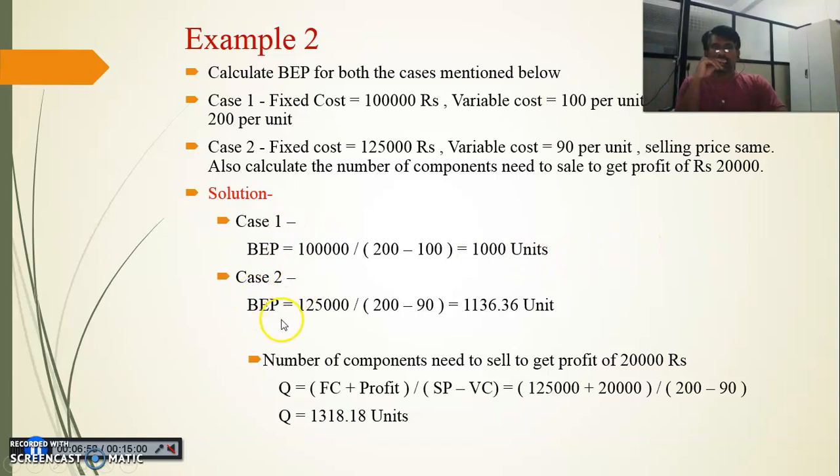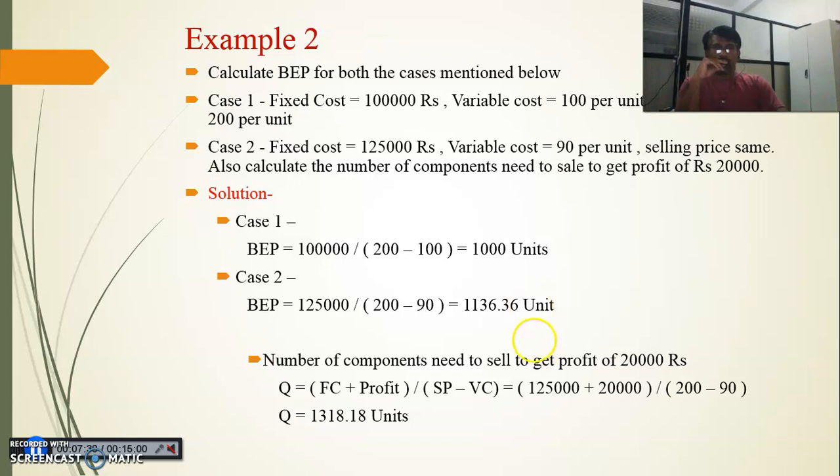In the second case, the BEP becomes the fixed cost, that is 1,25,000 divided by selling price, that is the same as above, 200, minus the variable cost which has changed from 100 to 90. So in this case, the BEP comes as 1136.36 units, or we can call it 1137 also. So at this quantity, the company will be in a no loss, no profit state.